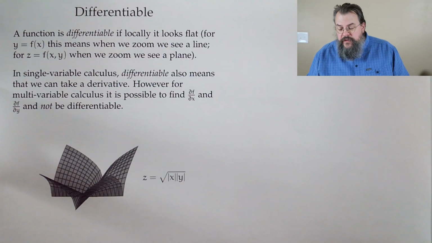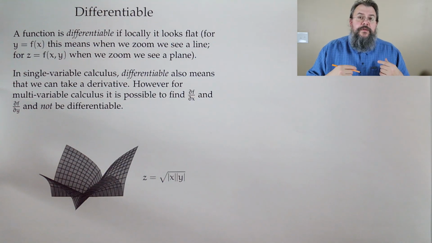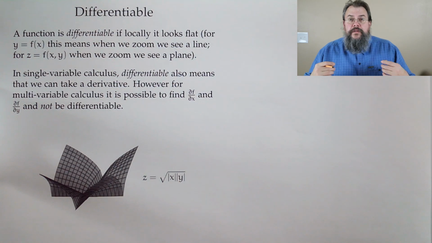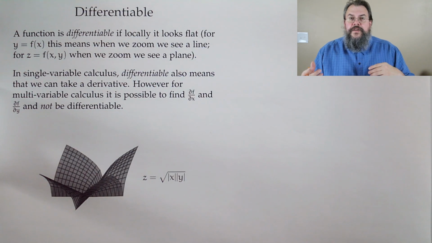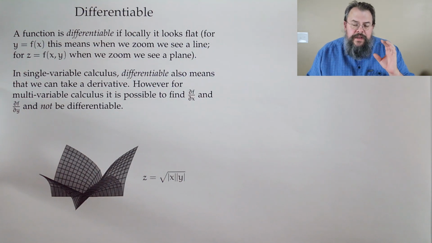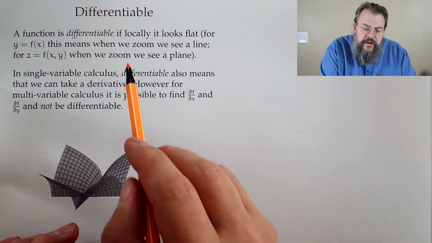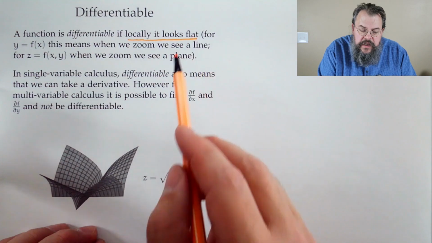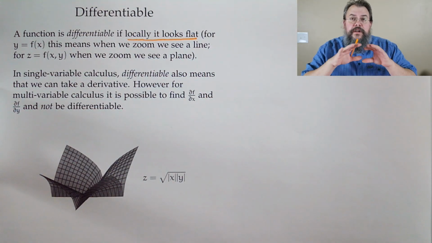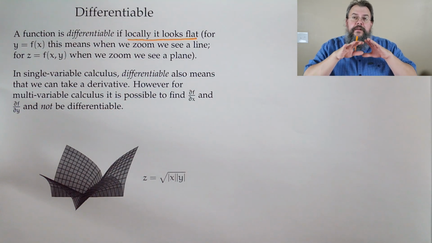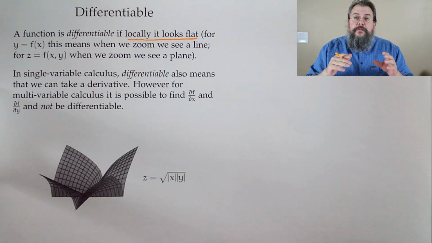Our starting point is talking about the notion of differentiable. Now, when we go back to single variable calculus, we say, oh, differentiable means we have a derivative. And so if the function has a derivative, we say it's differentiable and vice versa. Well, there's actually sort of a better notion of differentiable. And that is to say, hey, locally, it looks flat. In other words, if you zoom in and zoom in and zoom in, it becomes more and more like a line if we're doing a function of a single variable.